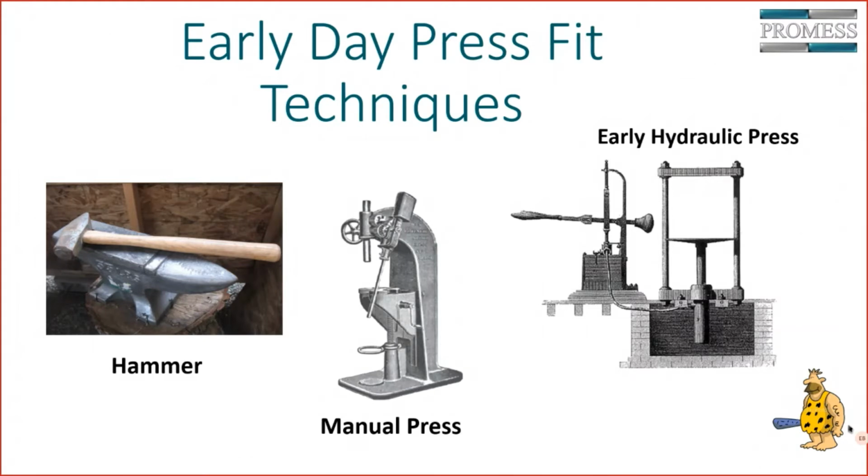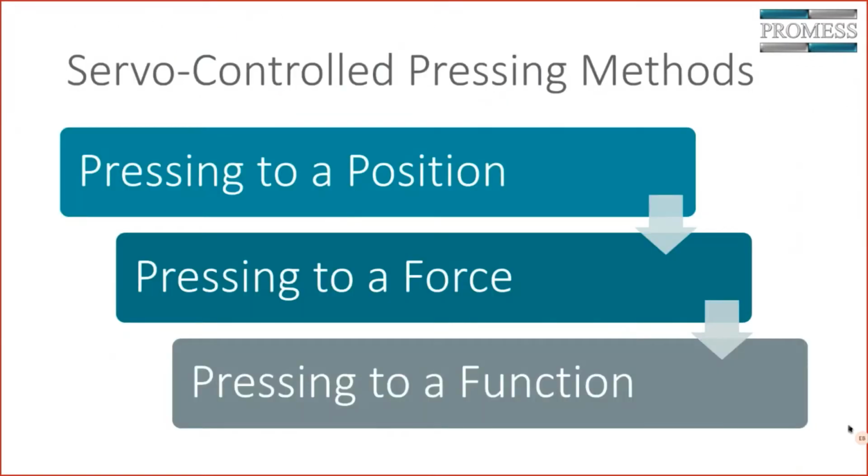So back in the old days, parts were assembled using hammers, manual presses, or hydraulic presses, which is good for their time, but as the need for better accuracy and precision increased, so did the need for a better solution. Using servo technology, you can control that assembly using a more precise technique. There are three basic methods that can be used to assemble the part. These methods are pressing to a position, pressing to a desired force, or pressing to a part's functionality.